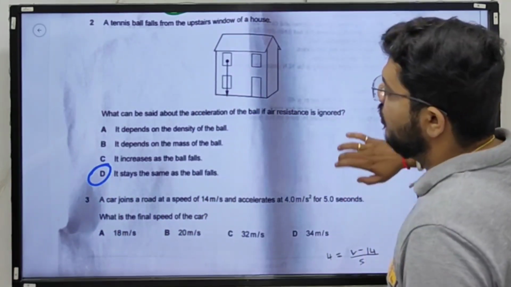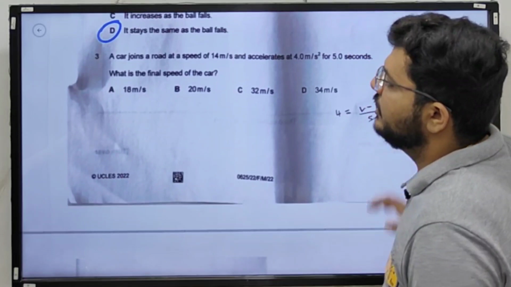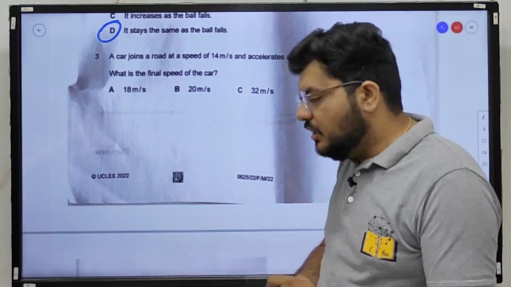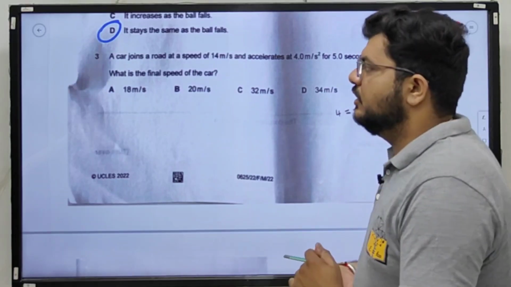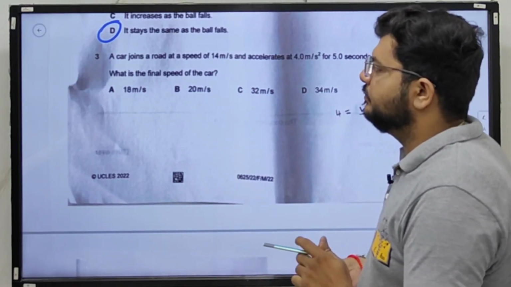Gravity acts on everything equally. Gravitational acceleration acts on everything equally. So no matter what the mass, what the density, if air resistance is ignored, it stays the same.